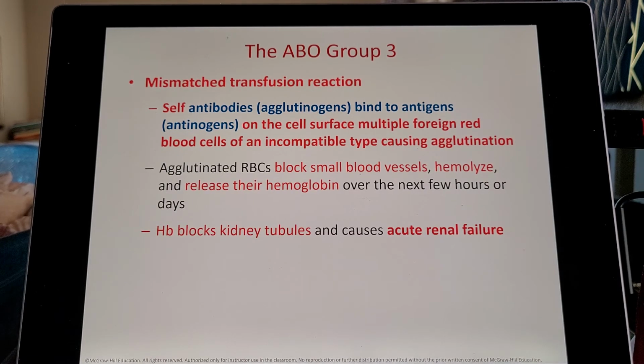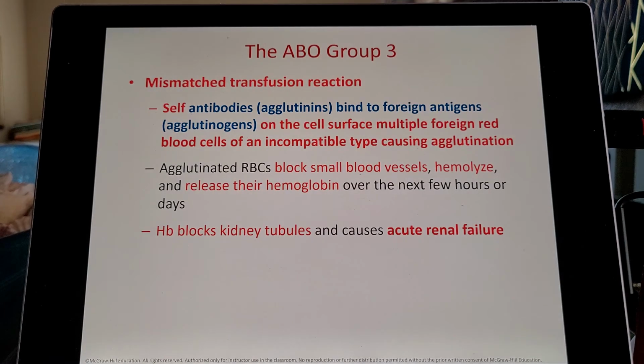Our self-antibodies, the ones that our body makes, are anti every other blood type. I just realized that, hold on, give me a moment. Okay, let's try this again.